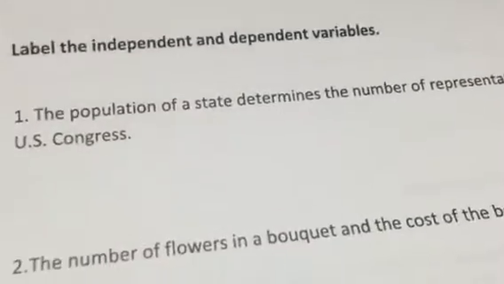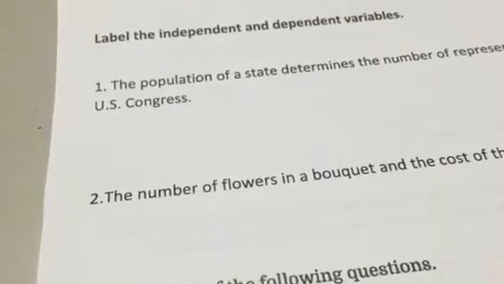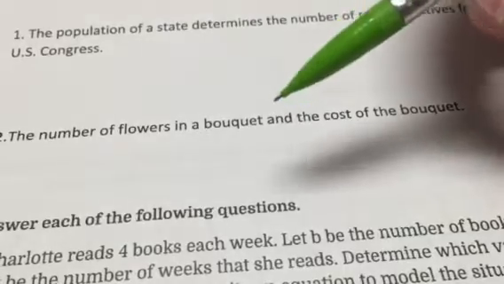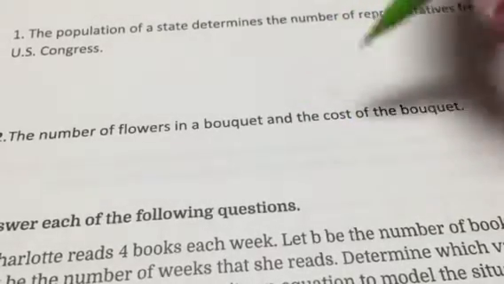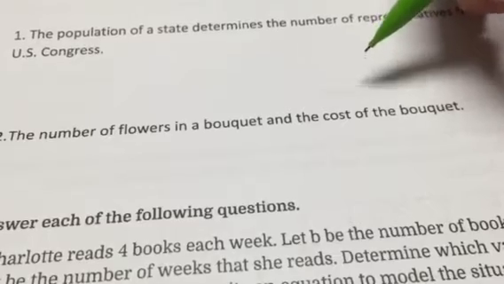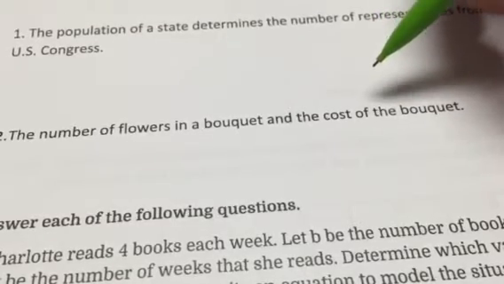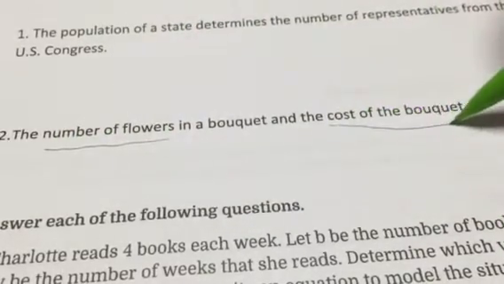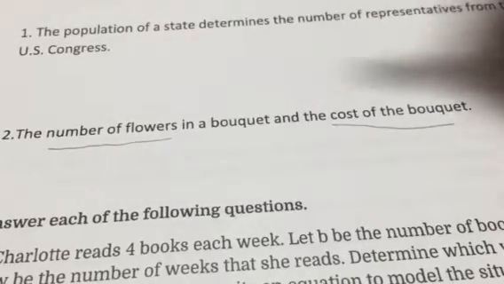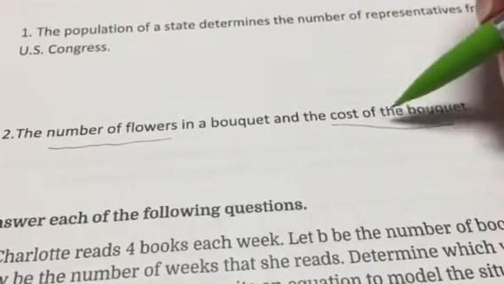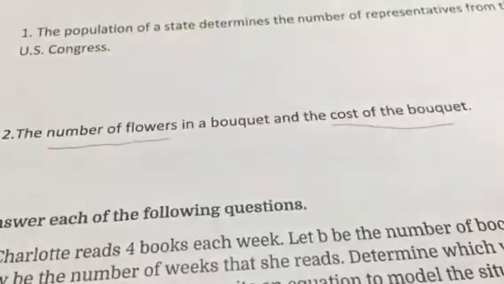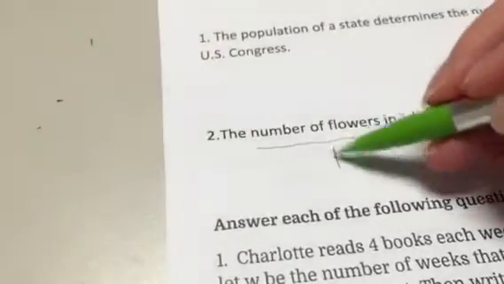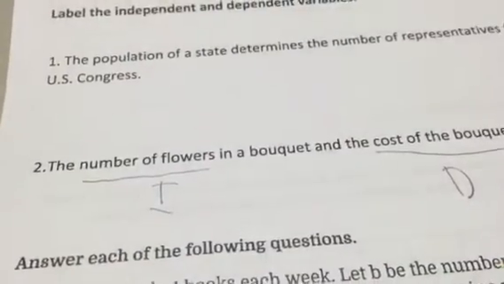Okay, next section, same thing, labeling independent and dependent. So let's look at the second one again. The number of flowers in a bouquet and the cost of the bouquet. If I were to try and figure out independent and dependent, you need to ask yourself, which part, the number of flowers or the cost, depends on the other? Usually when you go to a florist, the cost depends on how many flowers you want in your arrangement. So this would be the dependent variable, and this would be your independent variable.